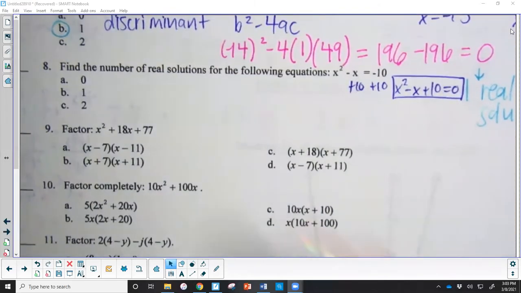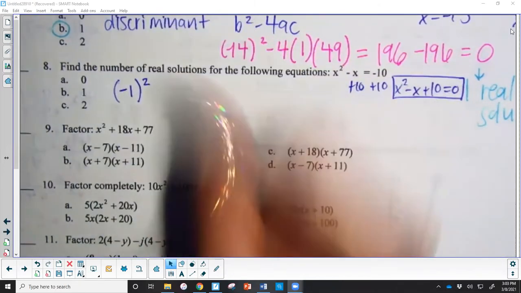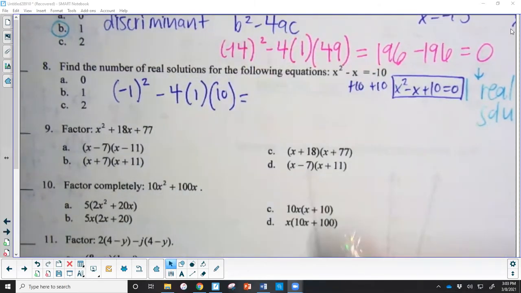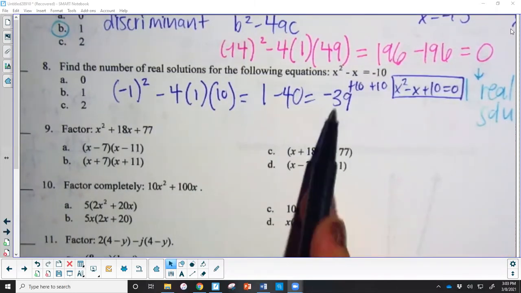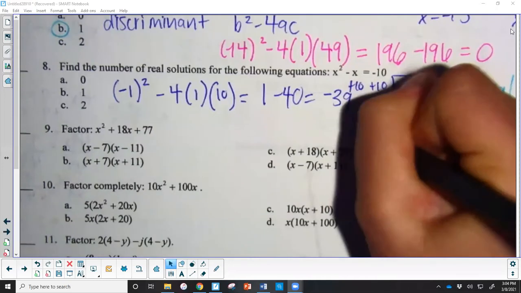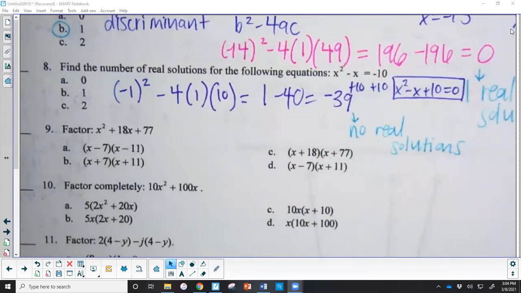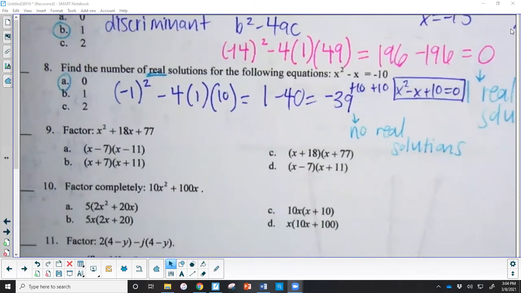So here we go. B squared minus 4 times a times c. So that's going to give me 1 minus 40, and that's negative 39. And when this is negative, when I have a negative discriminant, I have no real solutions. That tells me I have that algebra 2 problem, I have that 11th grade problem, I stop and I don't do anything else. I have 0 real solutions.